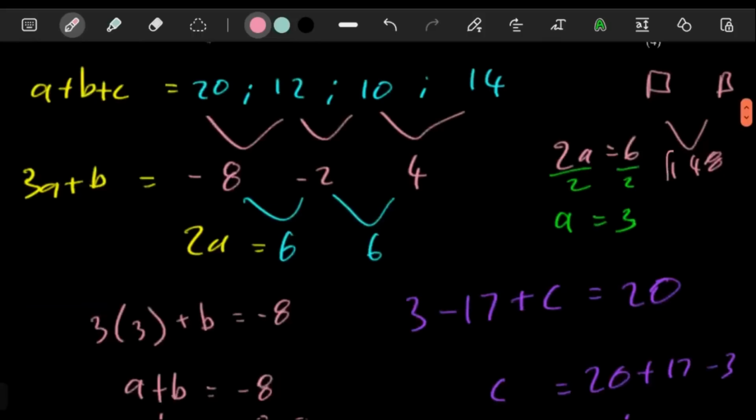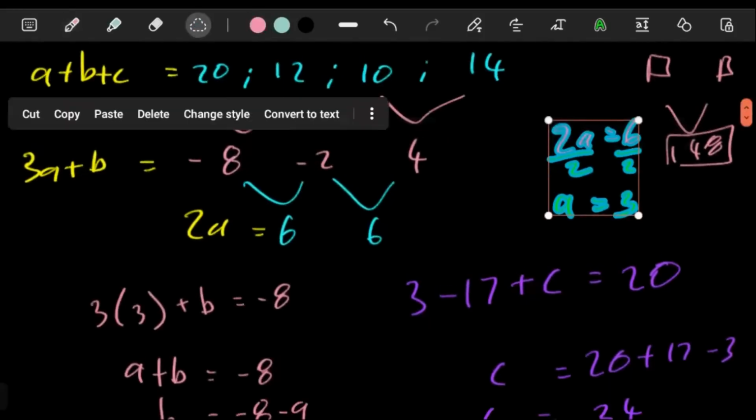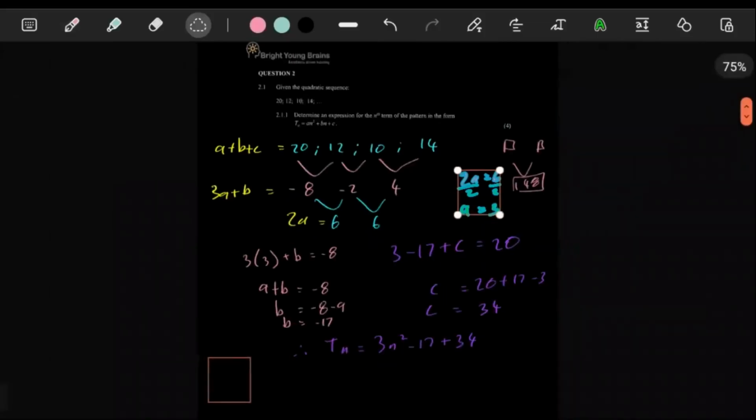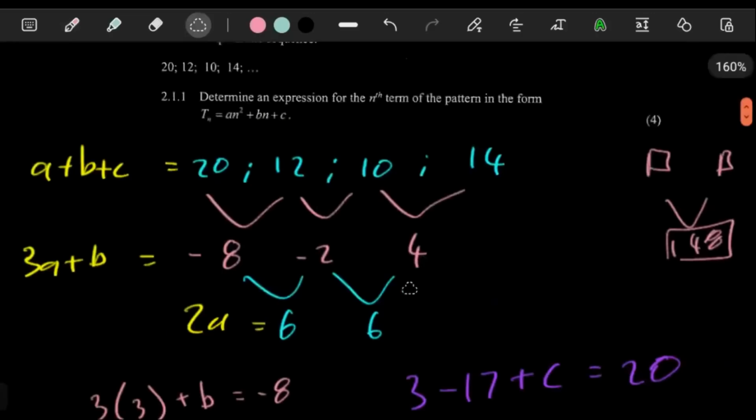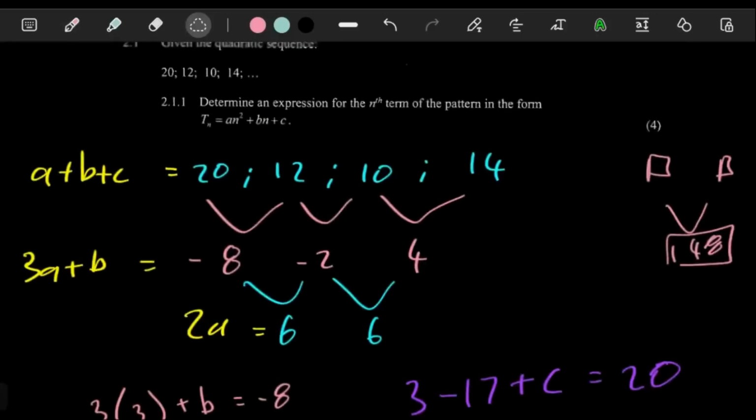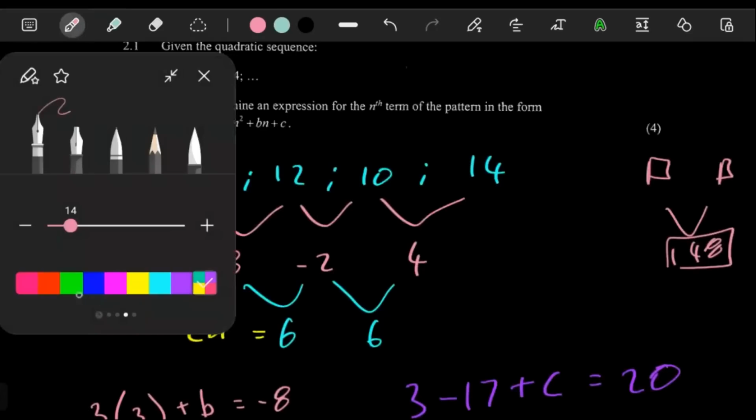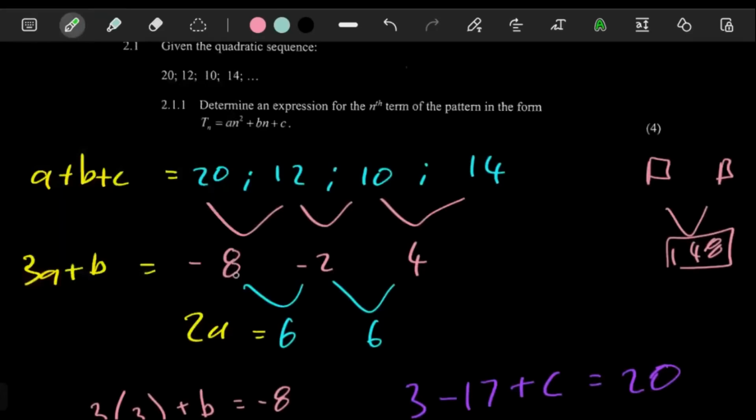The moment we find out where 148 is in this sequence of first differences, it will be easy for us to trace it back to the original quadratic pattern. Because you see, this is in position number 1, between term 1 and 2. This is position number 2, between term 2 and 3. This is position number 3, and it's between 3 and 4.